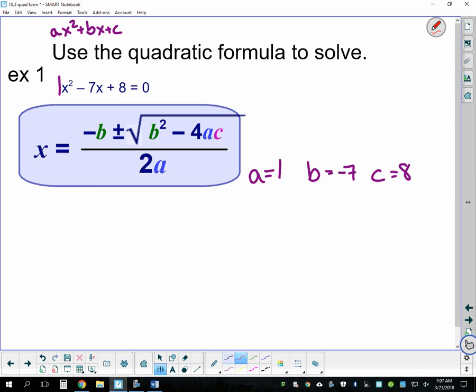Let me show you the way I chunk it up. The first chunk or piece I do is just -b. So I know b is -7, so negative b would be a positive 7, because negative -7 makes positive 7. Plus or minus the square root of, and then the next chunk I do is all of this. Okay.